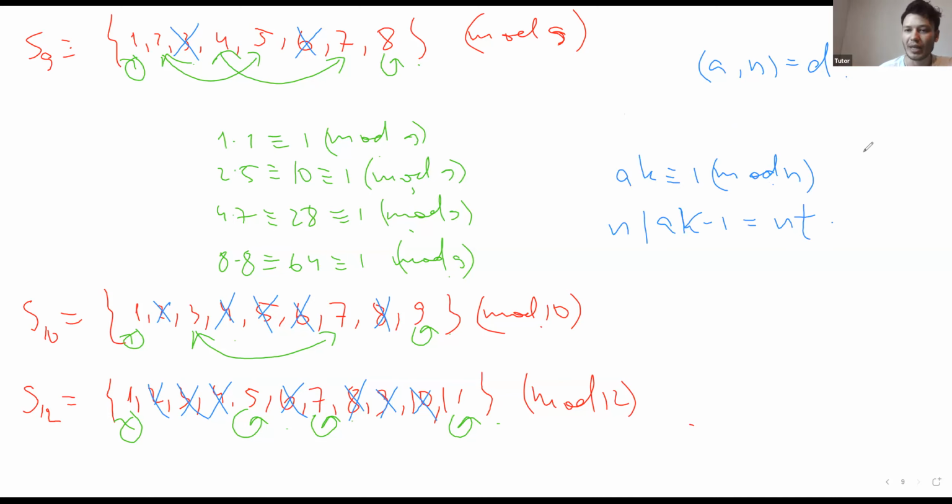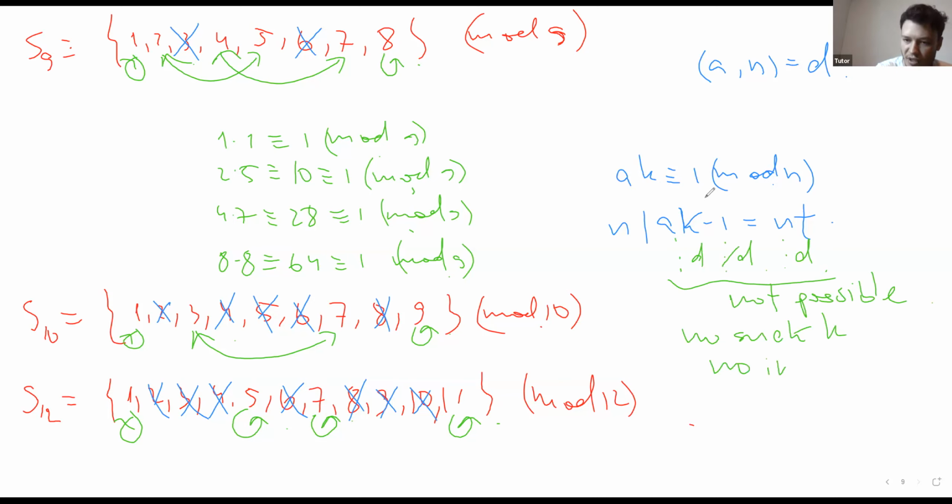Look, if a and n are a bad pair, then this is going to be divisible by d, but this one is not divisible by d. So not possible, right? This is not possible. So basically, no such k. So no inverse for bad numbers. Right? So a and n.